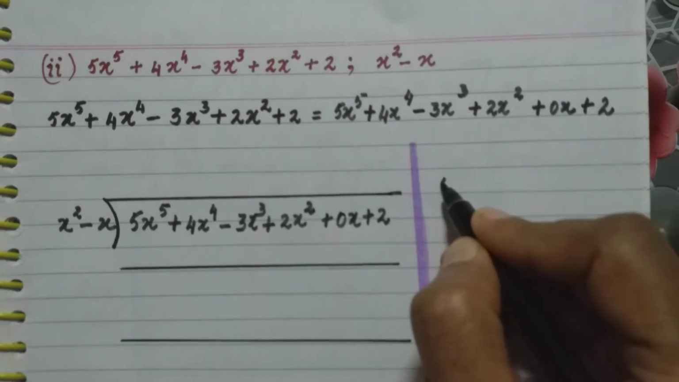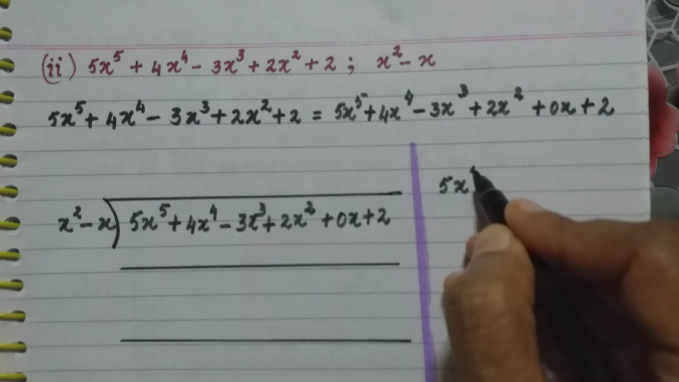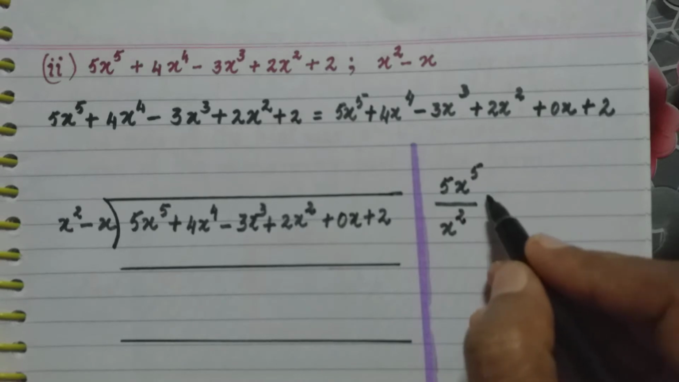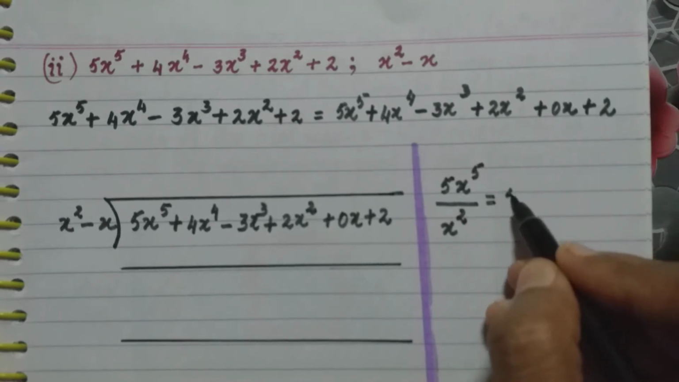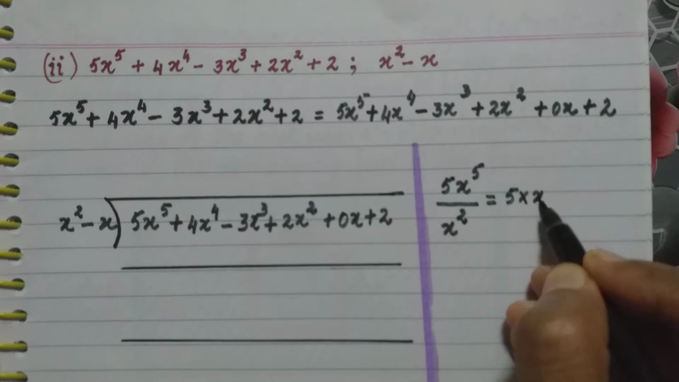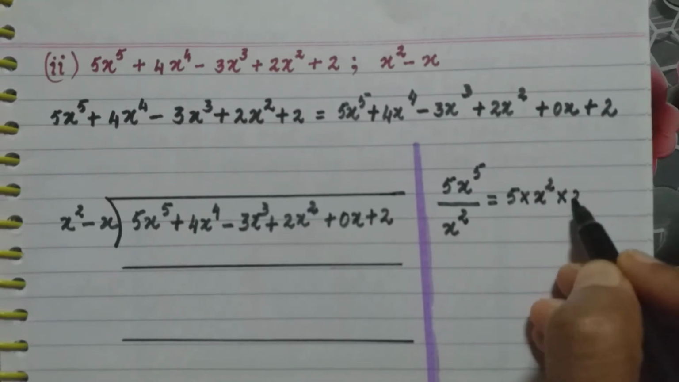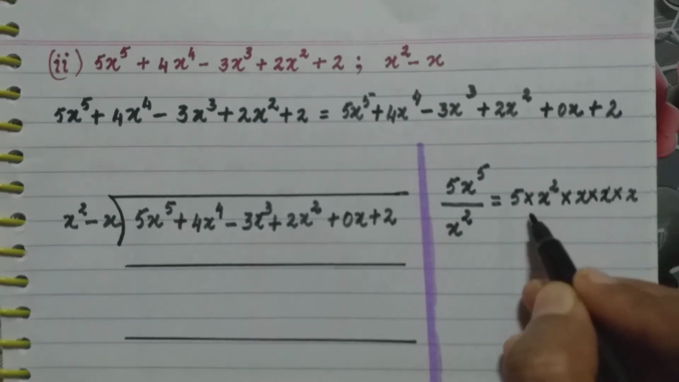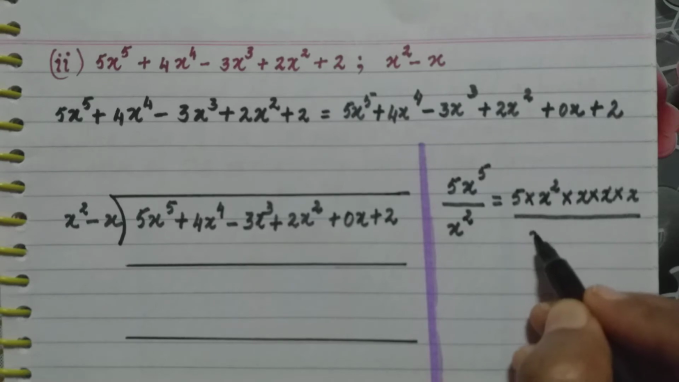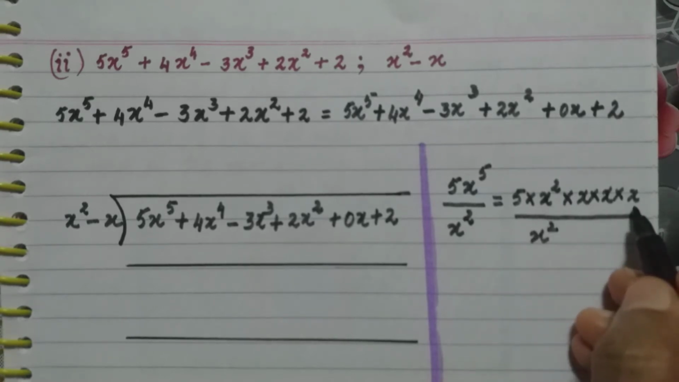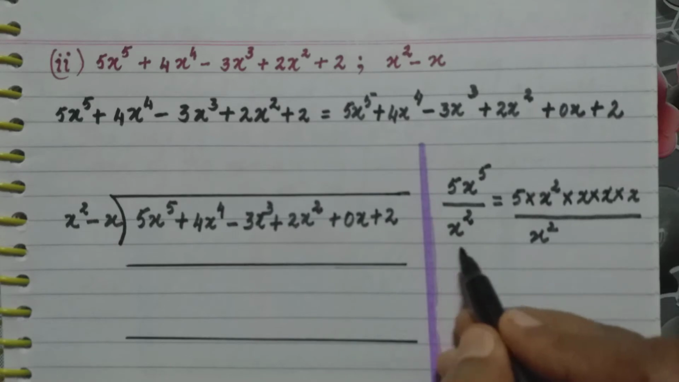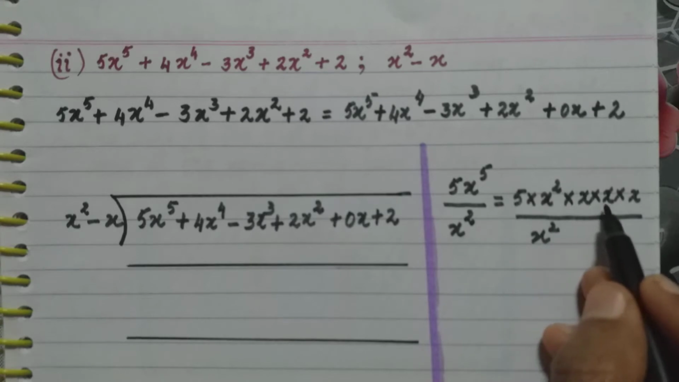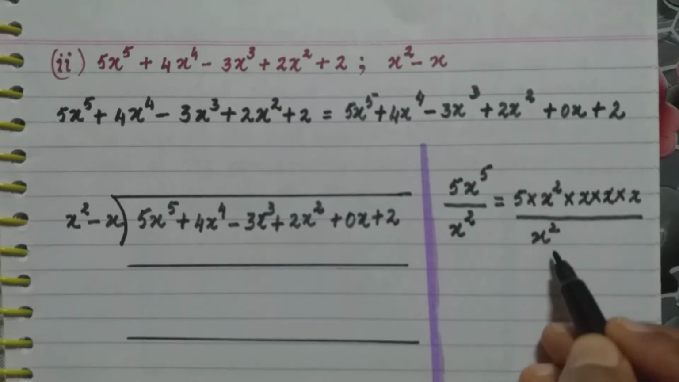So here I have 5x raised to 5 divided by x square. So this we can write as 5 into x square into x into x into x upon, here I have just x square. Now why have I written like this? Because the denominator is x square. So I have written the numerator as a multiple of x square.